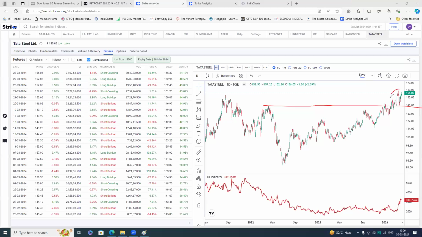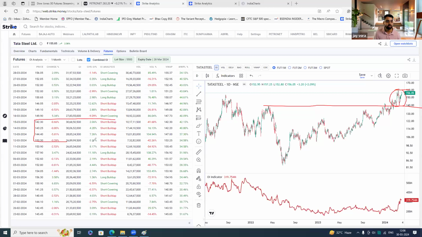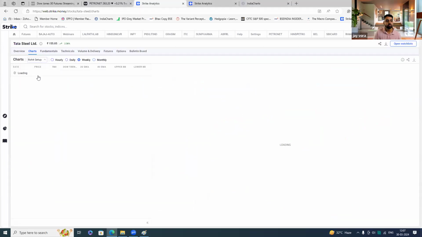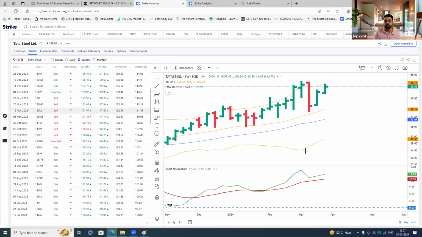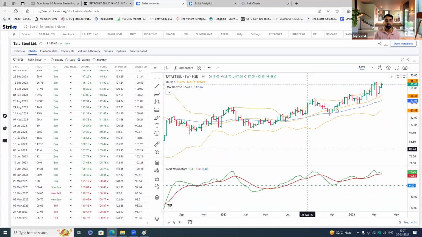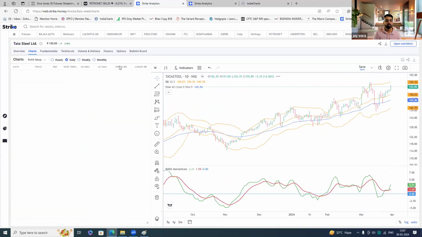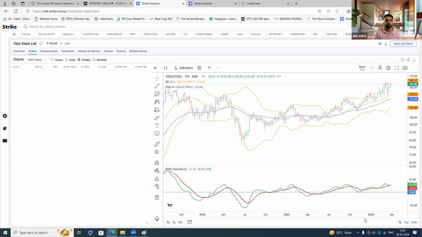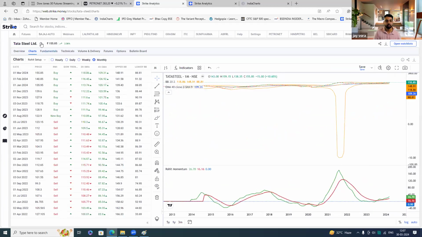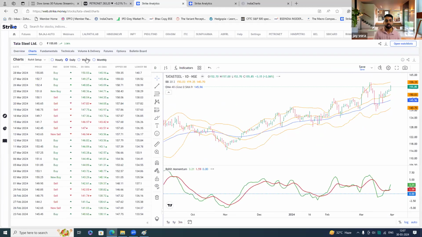So once Tata Steel crosses above the highest point, then I would think that the people who have shorted might even end up covering their shorts. And to further confirm, what I will do is see how the momentum setup looks on different time frames for Tata Steel. The daily is in buy, weekly is in buy, monthly is also in buy. So in all the time frames, the momentum indicator is in buy.